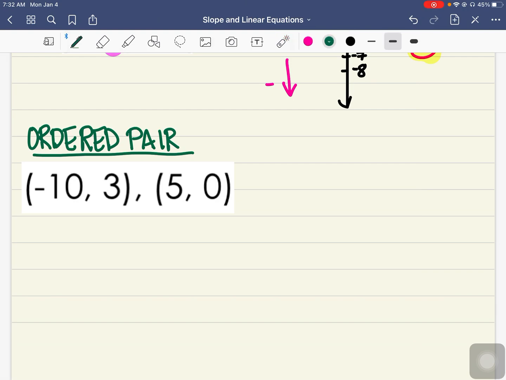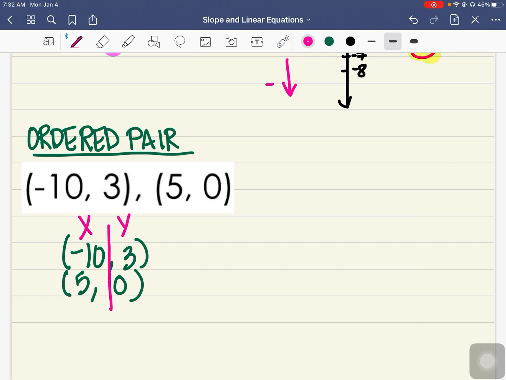So I would say, all right, this is -10, 3, and 5, 0. All you have to remember is that x's come first and y's come second. And now you have a little table here. We can do what we just did, right? We said that our x's were in pink and our y's were in blue.